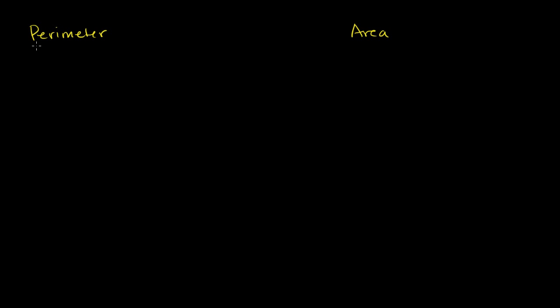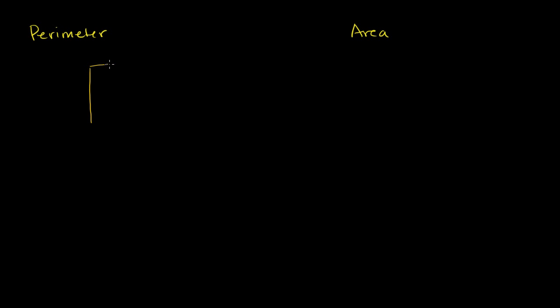Perimeter is essentially the distance to go around something, or if you were to put a fence around something, or if you were to put a tape around a figure, how long that tape would be. So for example, let's say I have a rectangle.